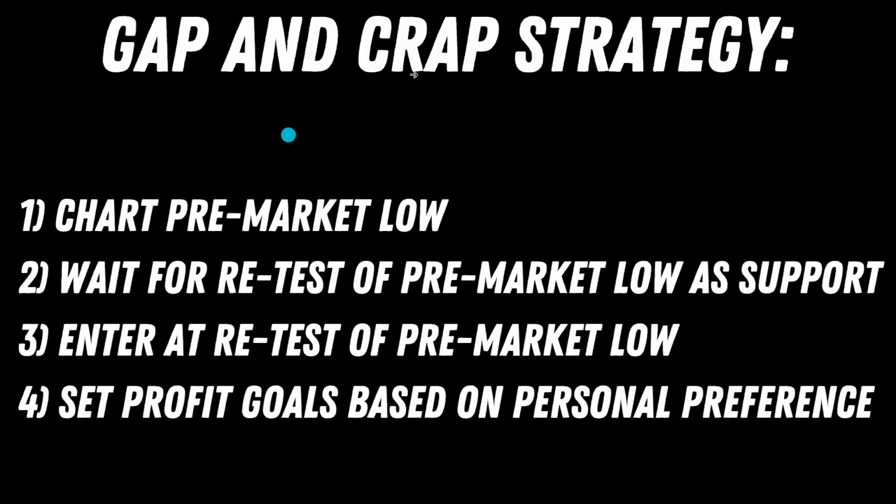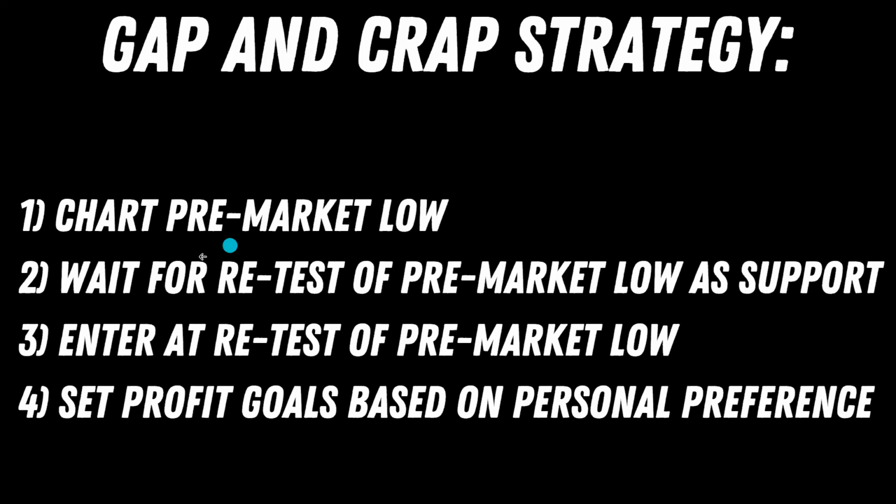Let's jump straight into it and show you what I like to call the gap and crap strategy. Crap is basically standing for the market taking a dump, whatever stock you're looking at taking a dump. There's something known as the gap and go. This is basically the opposite. This is a stock gapping down and then dumping lower. So we like to call this the gap and crap.